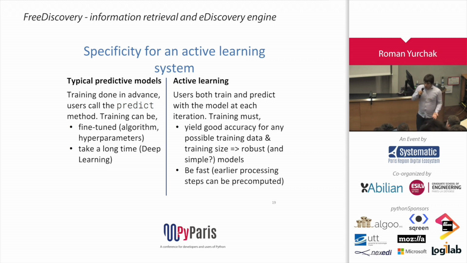So, which means that essentially we are forced to use something which will give good accuracy or recall, no matter the training size, no matter the training data set, and which typically means that we have to use simpler models, as those are also rather fast compared to the more complex ones. Although we can pre-compute some pre-processing steps such as LSA or obviously feature extraction, outside of this active learning loop.